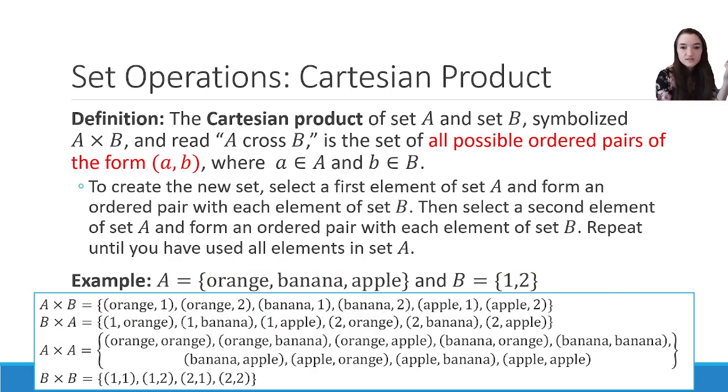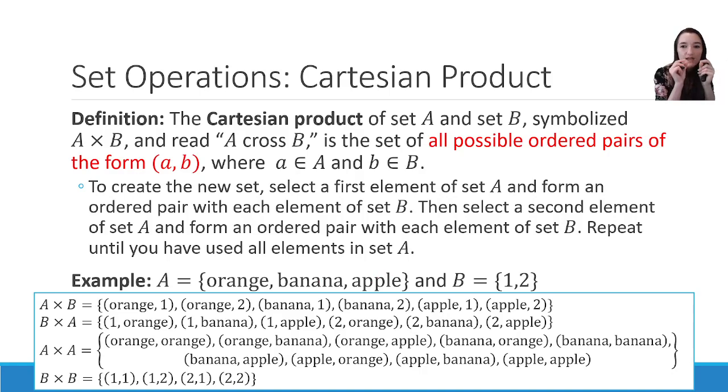If I do B cross A, it matters which comes first here. So I start with 1 orange, 1 banana, 1 apple, 2 orange, 2 banana, 2 apple. But we can also do the Cartesian product of a set with itself. So A cross A becomes orange with orange, orange with banana, orange with apple. Banana with orange, banana with banana, banana with apple. Apple with orange, apple with banana, apple with apple.